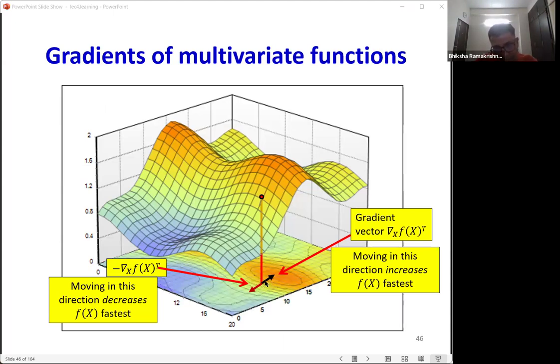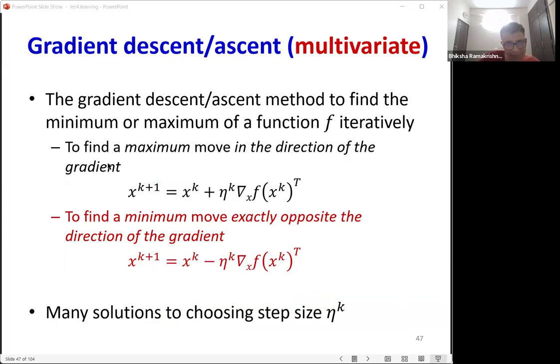So if this is your initial estimate for x, which direction do you want to move in? If this is it, you want to go backwards. So you want to always take a step in the negative of the gradient. To find a maximum, you move in the direction of the gradient. To find a minimum, you move exactly opposite the direction of the gradient. Xk plus 1 equals xk minus some scaling term times the gradient.